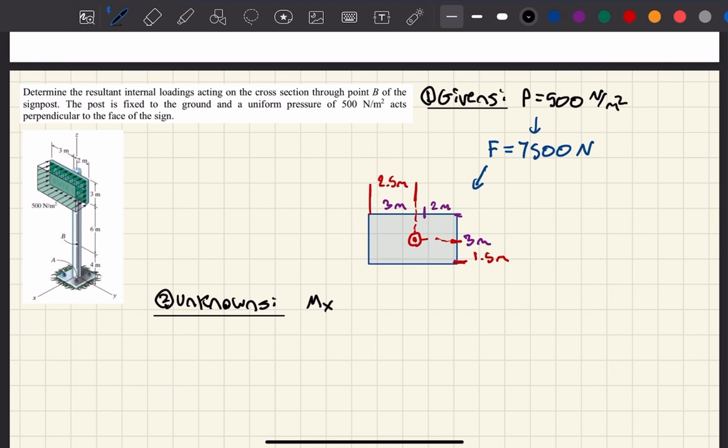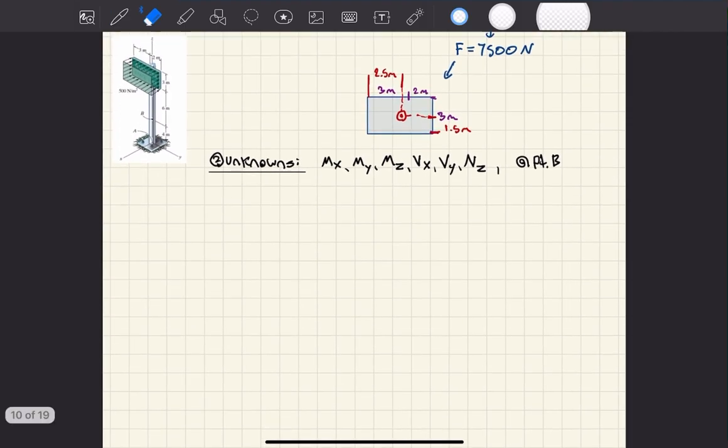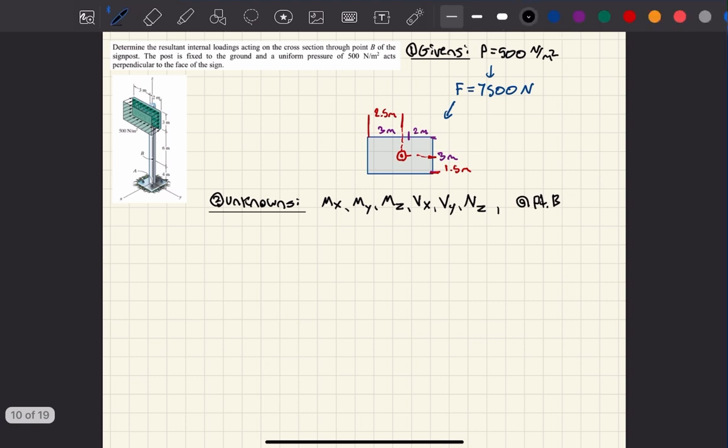So Mx, My, Mz, Vx, Vy, and then Nz, right? And all of these are at point B. Beautiful stuff. Now we can move on to the free body diagram. And we only have one force, so this is going to be fairly simple. So FBD.